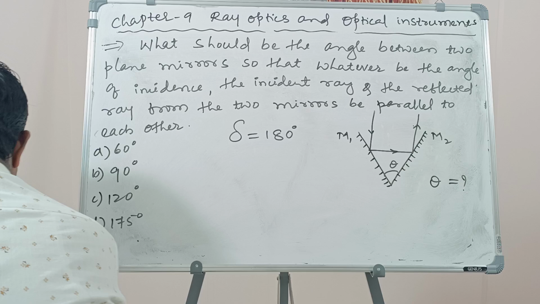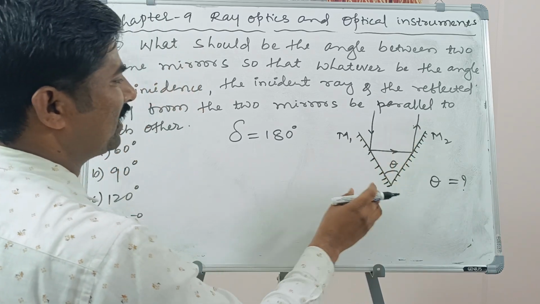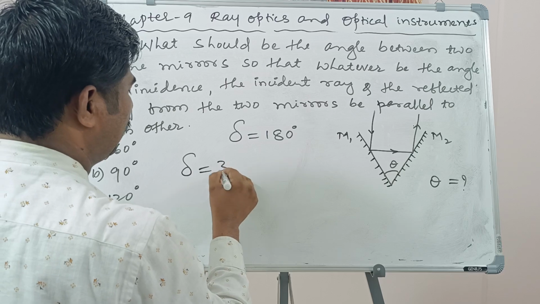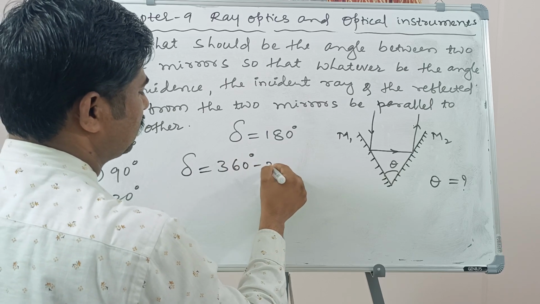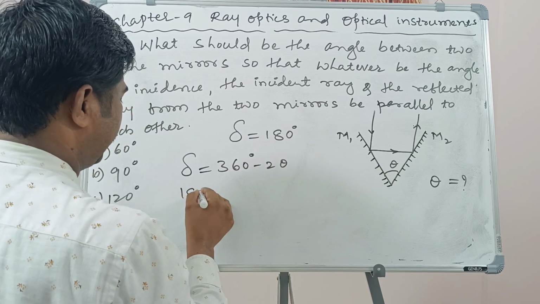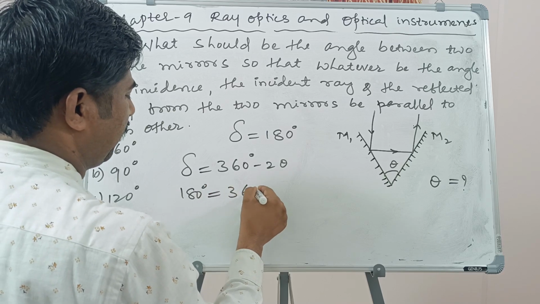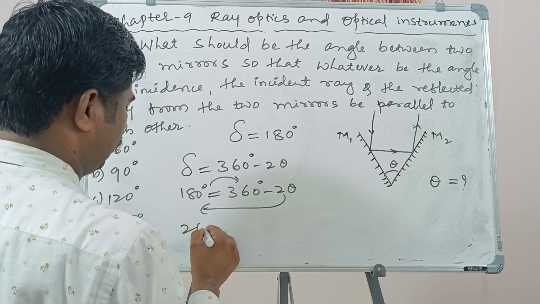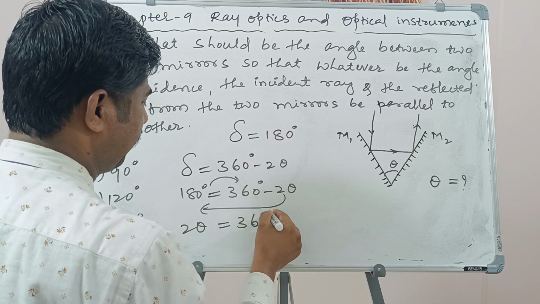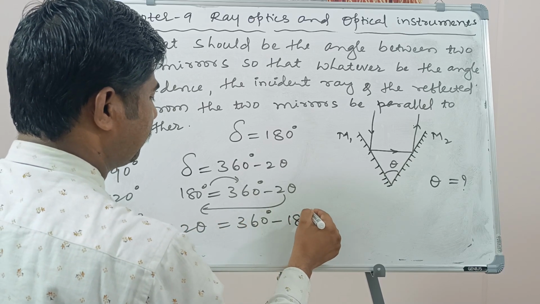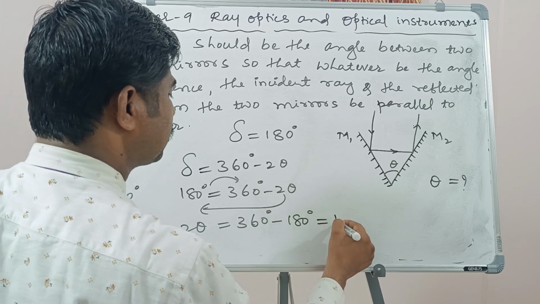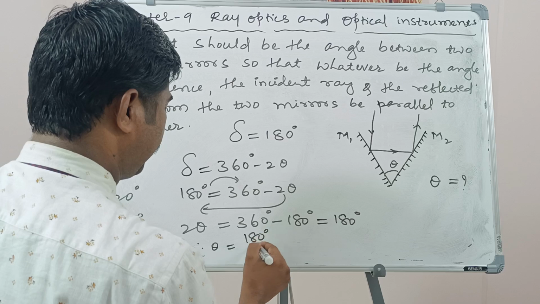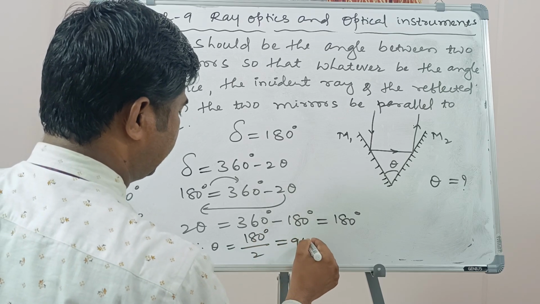Clear? Okay. Now, when two mirrors are inclined with a certain angle theta, we have the deviation formula: delta is equal to 360 degrees minus 2 theta. So 180 degrees equals 360 degrees minus 2 theta. Bring this here and transfer that: 2 theta is equal to 360 degrees minus 180 degrees, which is 180 degrees. Therefore theta is equal to 180 degrees divided by 2, that gives 90 degrees.